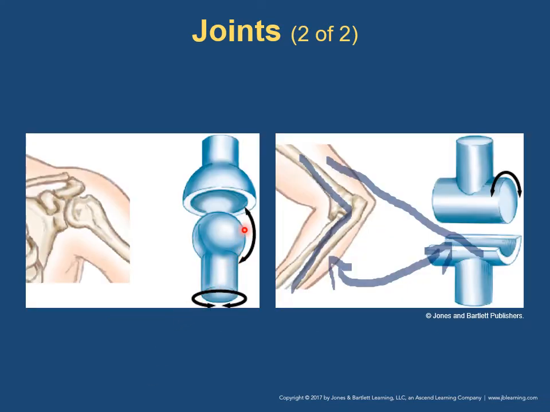So this image shows a ball and socket. You notice here that you have the ball end of the bone, and it fits into a socket shaped kind of cup. When these two fit together, it allows it to rotate inside there for movement.